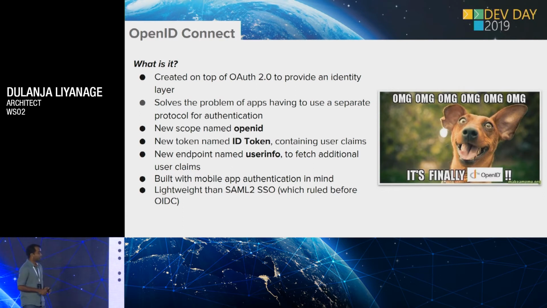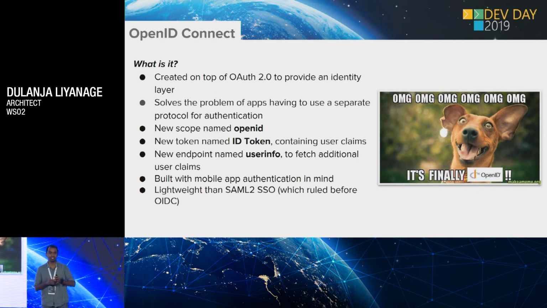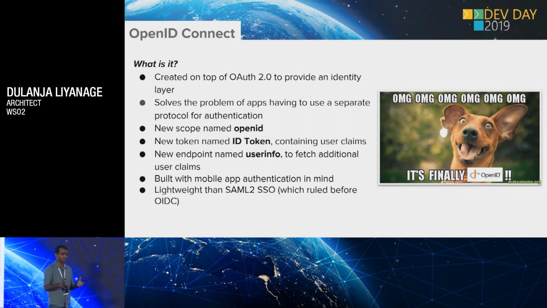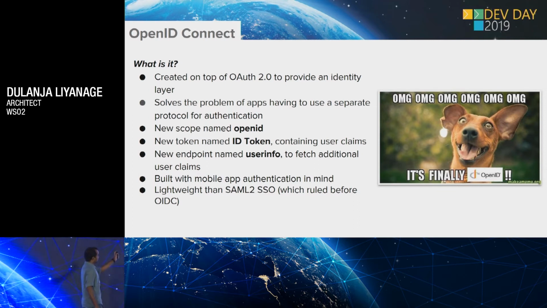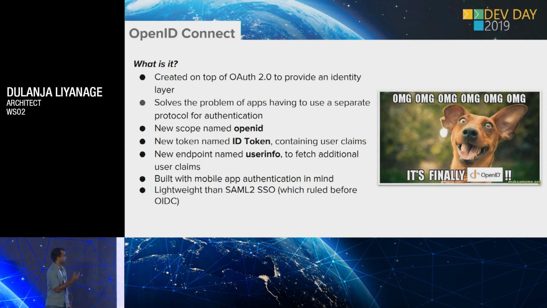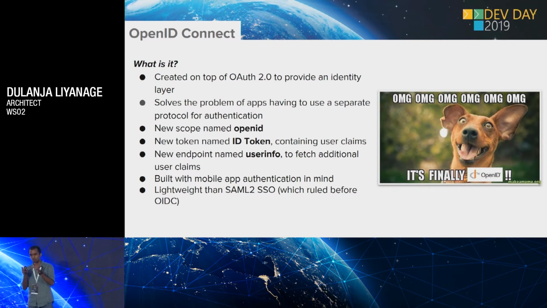Right. So if you are thinking of building an app, and if you want authentication and to access API tokens, this is what you must use. Right. No need to go and check anything else. So this solves the problem of apps having to use a separate protocol for authentication. This introduces a new scope called OpenID, right?